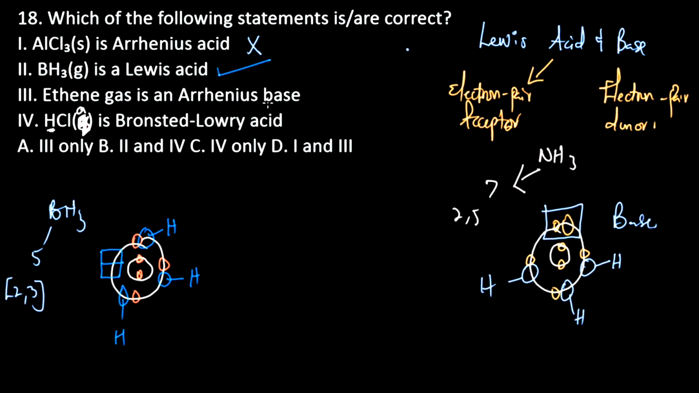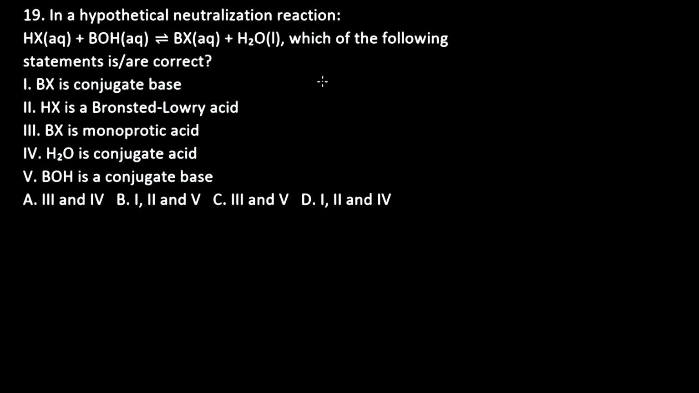Ethane gas is an Arrhenius base. For it to be an Arrhenius base, it must have hydroxide ion, because it will produce this when dissolved in water. So this is wrong. Aqueous HCl is a Bronsted-Lowry acid. Remember that Bronsted-Lowry defined acid as a proton donor. So this will donate its proton to the base. So we have option 2 and option 4 are correct. So B is right.